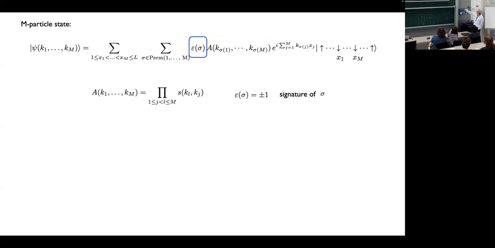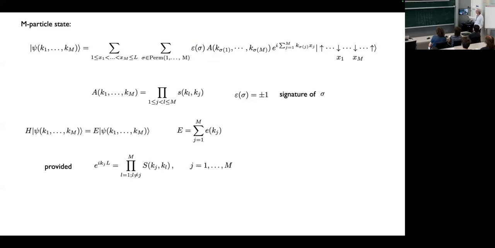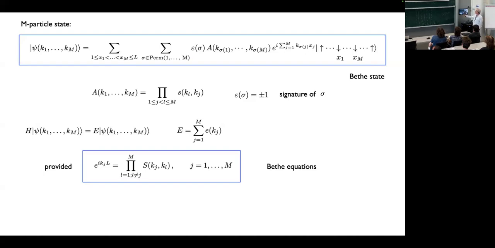Also, there's a sum over all permutations now of 1 to m, the sigmas, and this epsilon sigma is the signature of the permutation, so it can be plus or minus. And here the k's can be permuted, this sigma j. And now this state is an eigenstate of the Hamiltonian, where the eigenvalue is the sum of the one particle energies, provided that these k's satisfy this set of m equations. And these are known as Bethe equations, and this state here is the Bethe state.